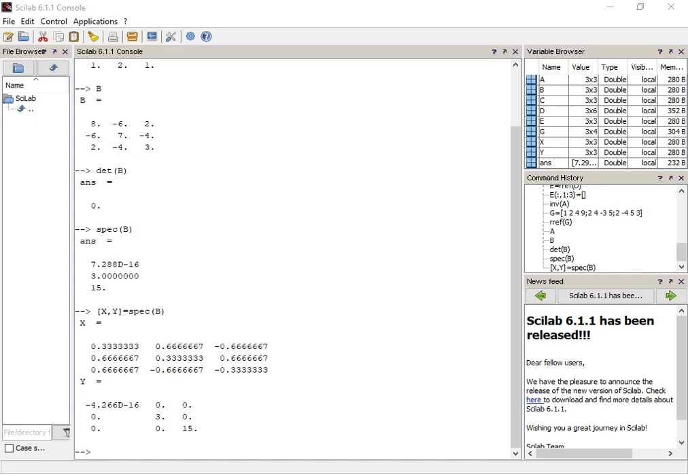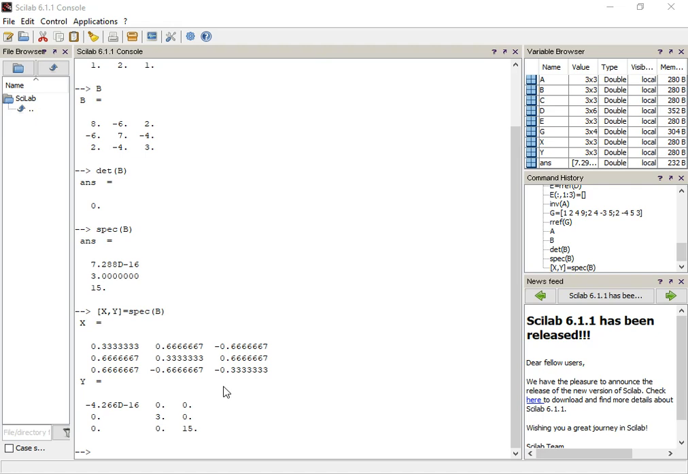So 2, 1, minus 2 is the eigenvector for 3. Similarly here you have minus 0.666, 0.666, and 0.333. If you divide everything by 0.333, you can write it as minus 2, 2, and 1. So minus 2, 2, and 1 is the corresponding eigenvector for eigenvalue 15.